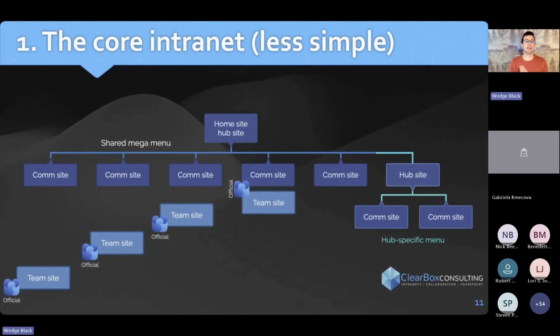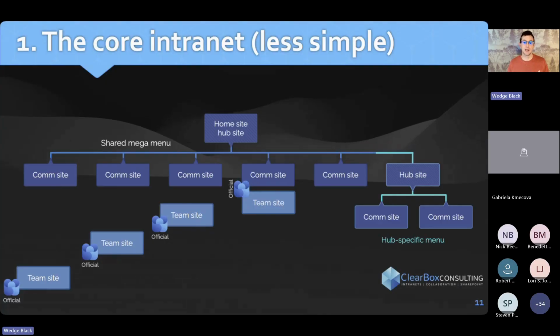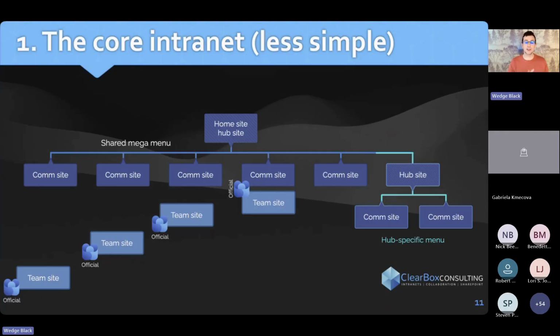What you'll see on the far right is that there's now a second hub site. Now, I'm imagining for a larger organization, perhaps one with a customer service call center, or perhaps one with a field force. So maybe that call center, that customer service division, or that field force division, they need and deserve their own hub site with their own hub-specific menu. So while this second hub site is connected to our home hub site, the thing to remember is that this second hub site offers its own menu. It does not show our intranet-wide mega menu.